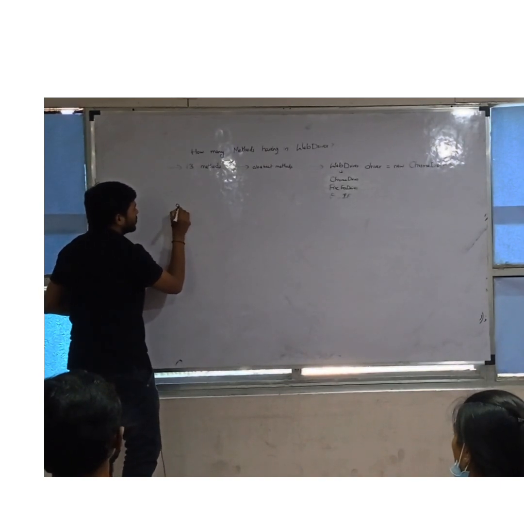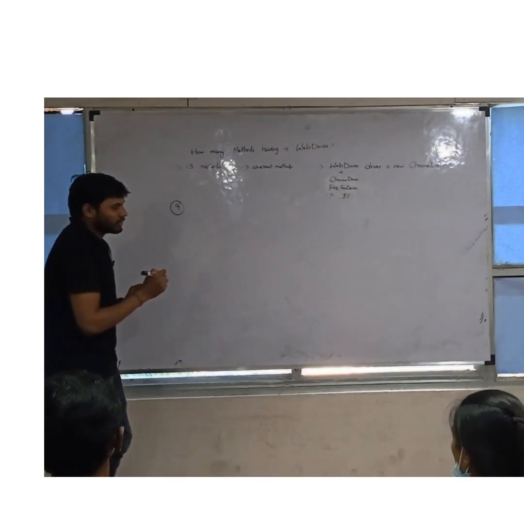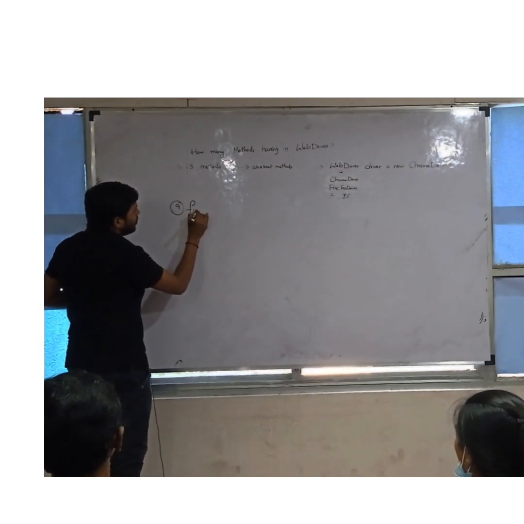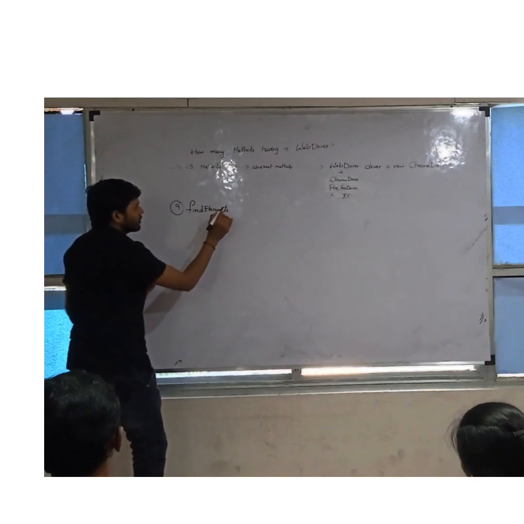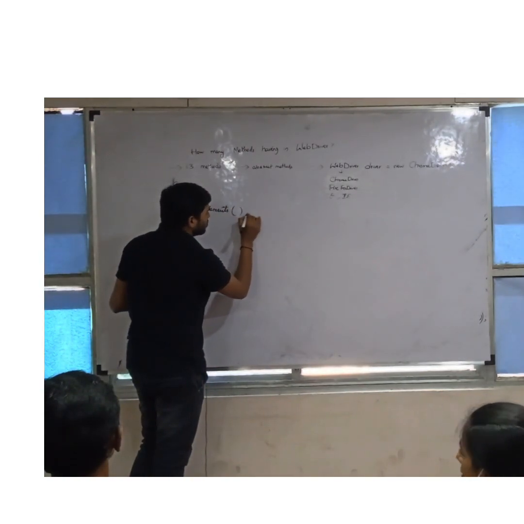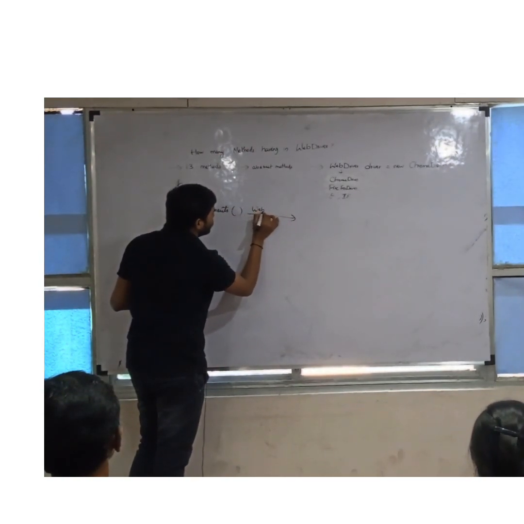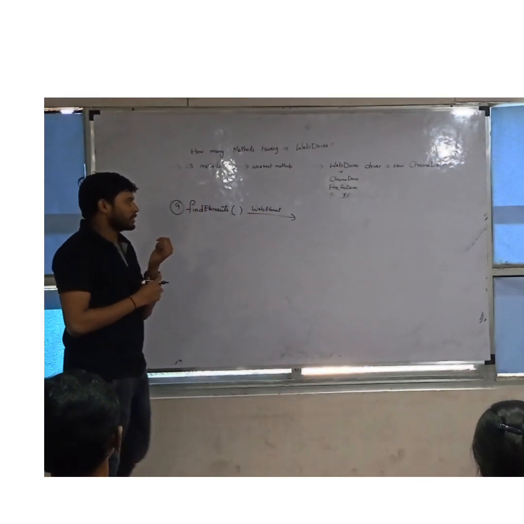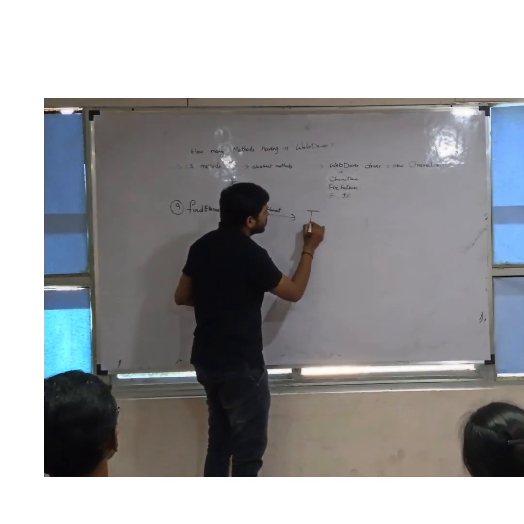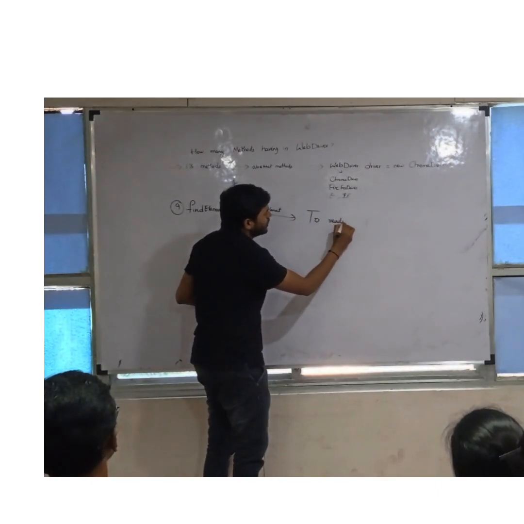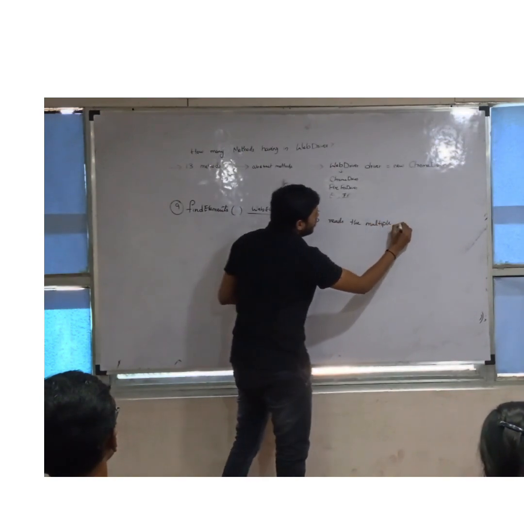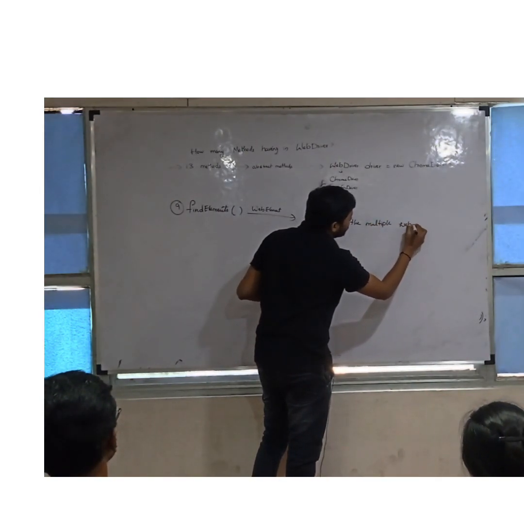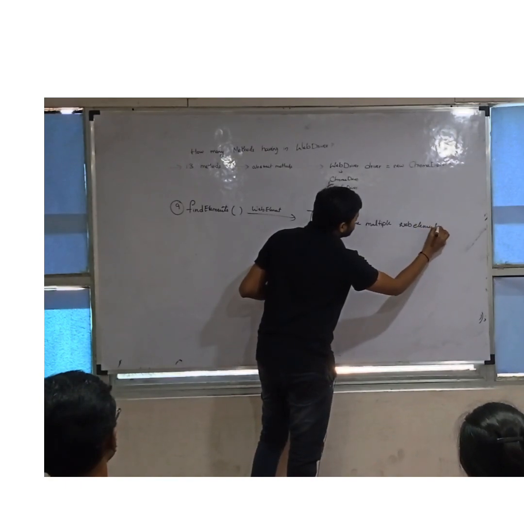Furthermore, we have a ninth method. The ninth method is nothing but findElements. findElements is a method. Its return type is also web element, so it will get multiple web elements. Why are we using it? To read the multiple web elements.